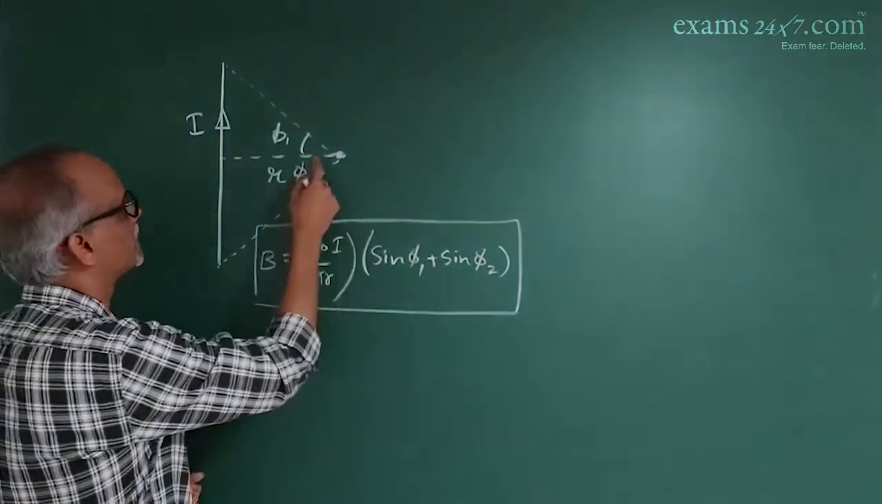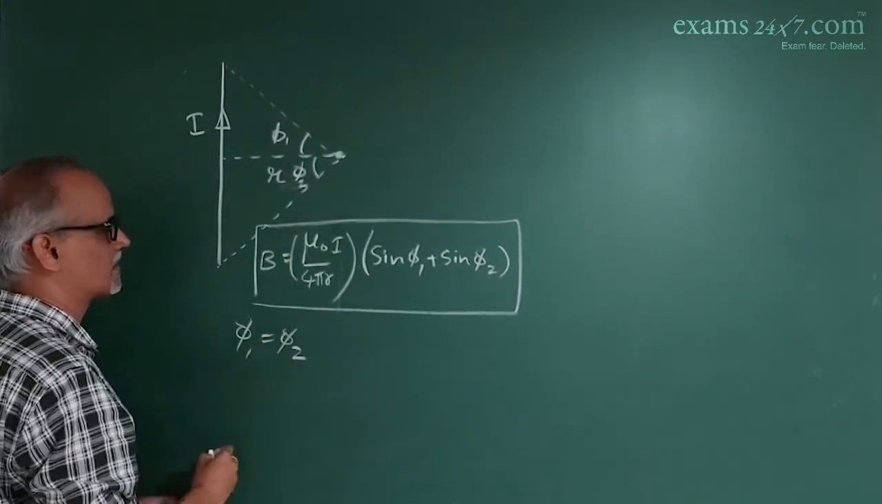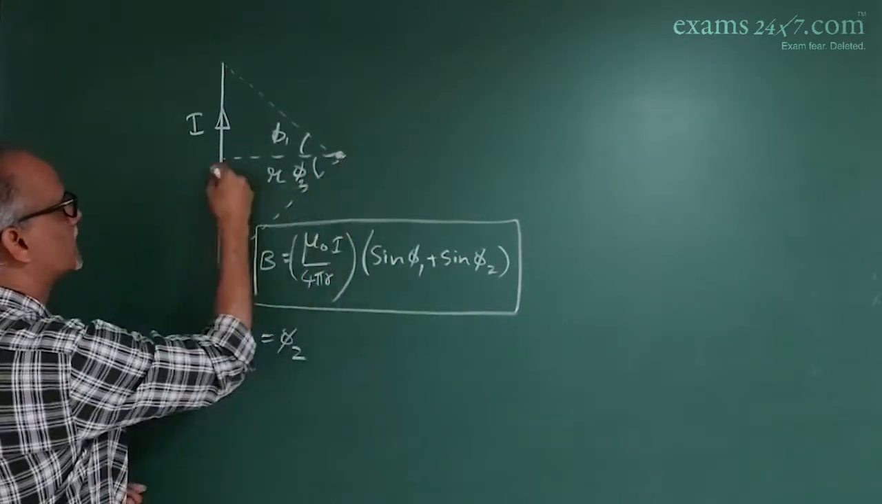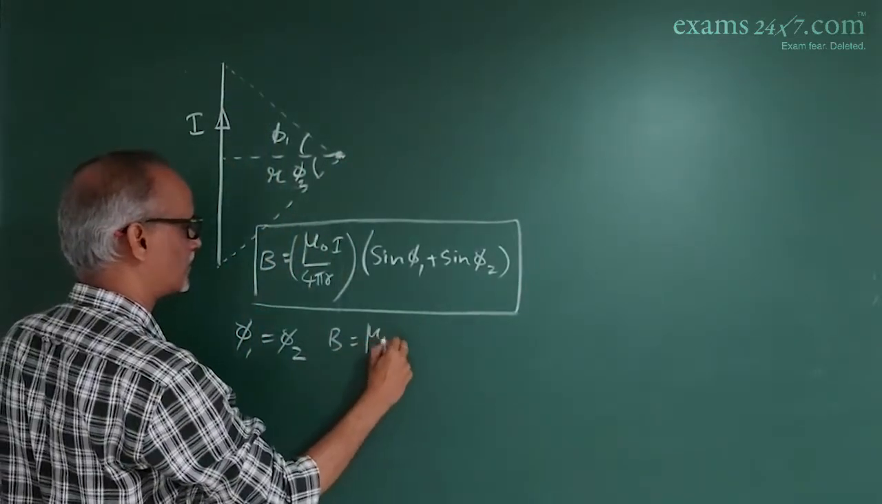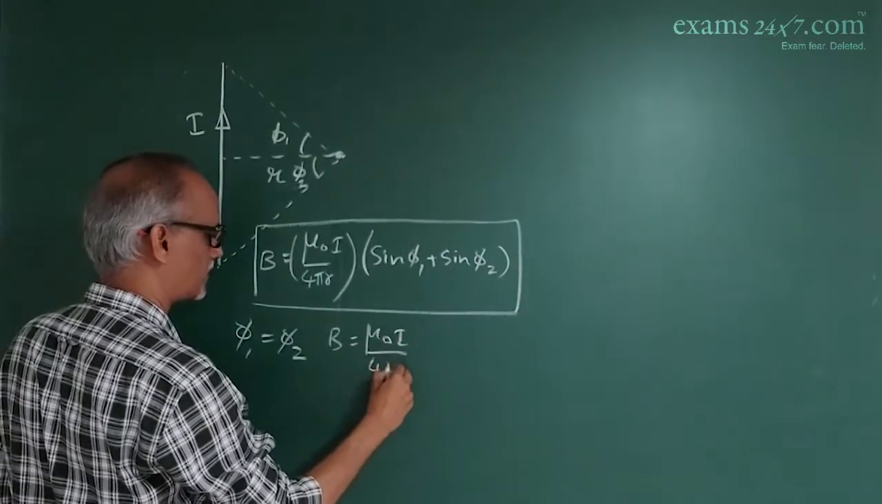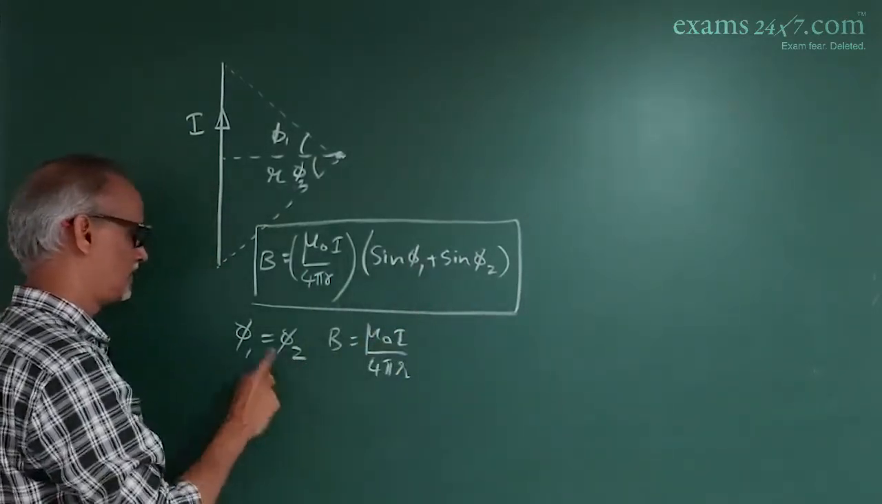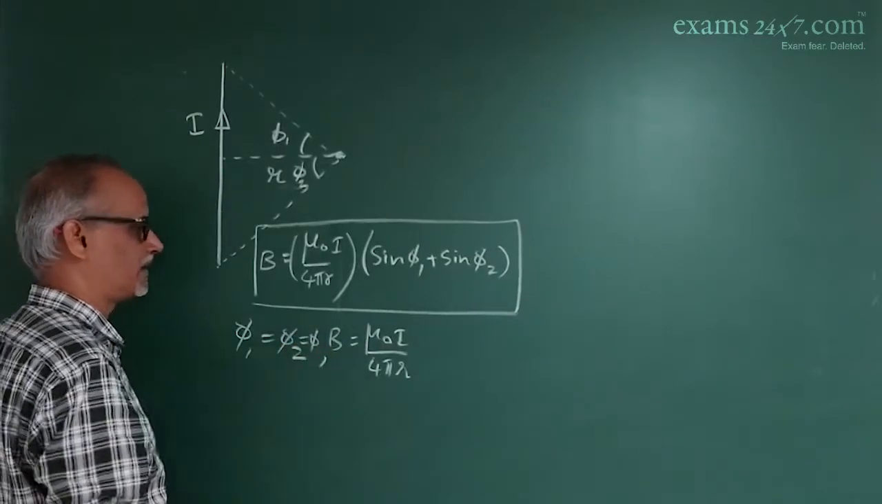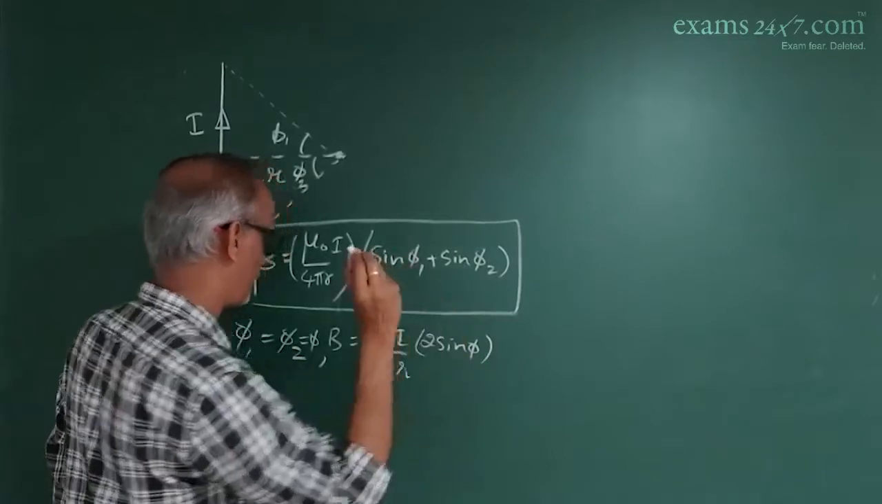Now if phi 1 is equal to phi 2, that is, if both angles are the same, that is when the point is exactly midway along this conductor. Then the field is given by B is equal to mu naught I by 4 pi r into, I'm going to consider this angle to be equal to phi, so therefore in that case it will be 2 sine phi.